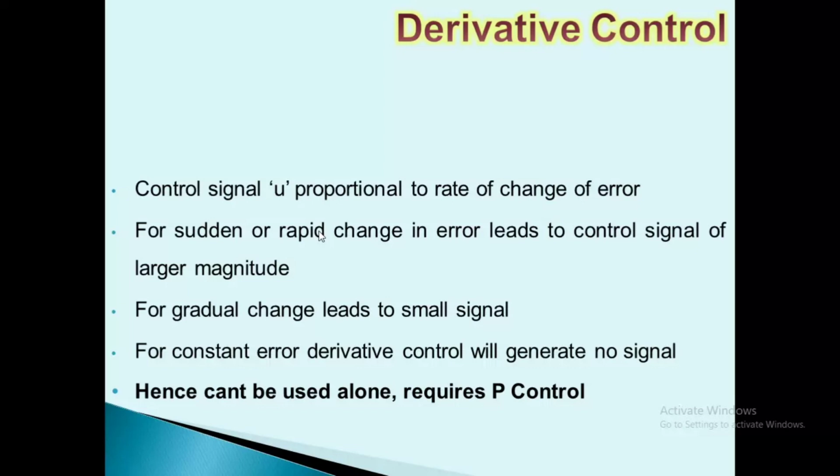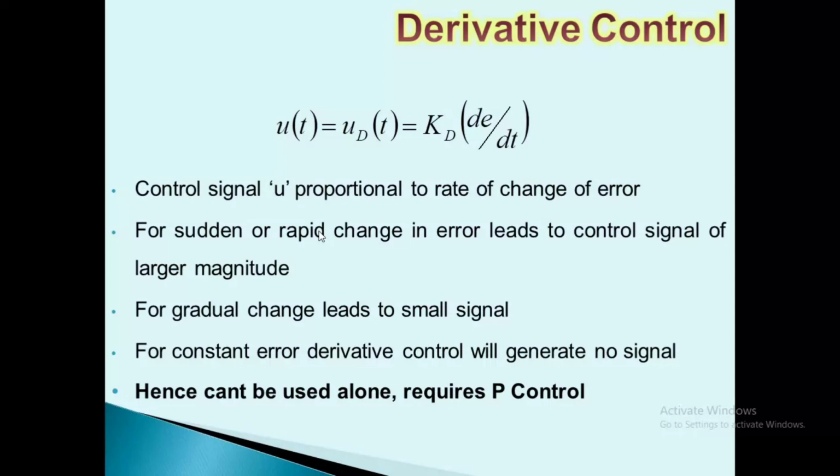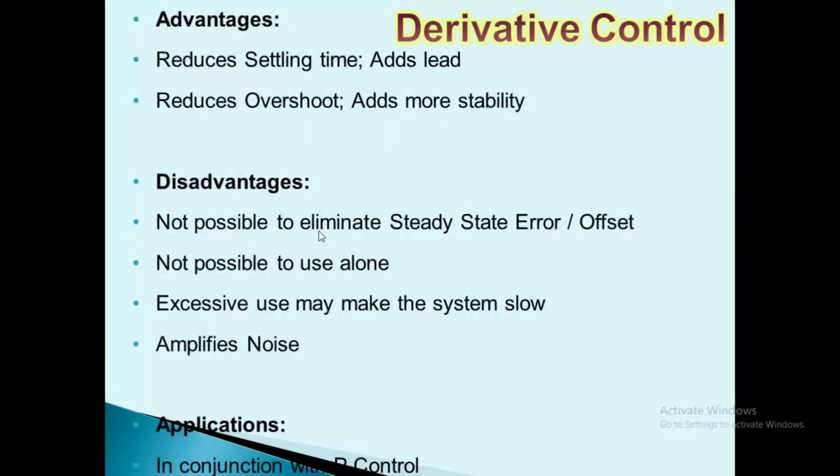So that's why, hence in bold it is written that it can't be used alone. It is always required to be accompanied with P control, and the combination is called PD control. Here the mathematical equation is there: control action u is directly proportional to rate of change of error, de/dt, and the proportionality constant is called Kd.